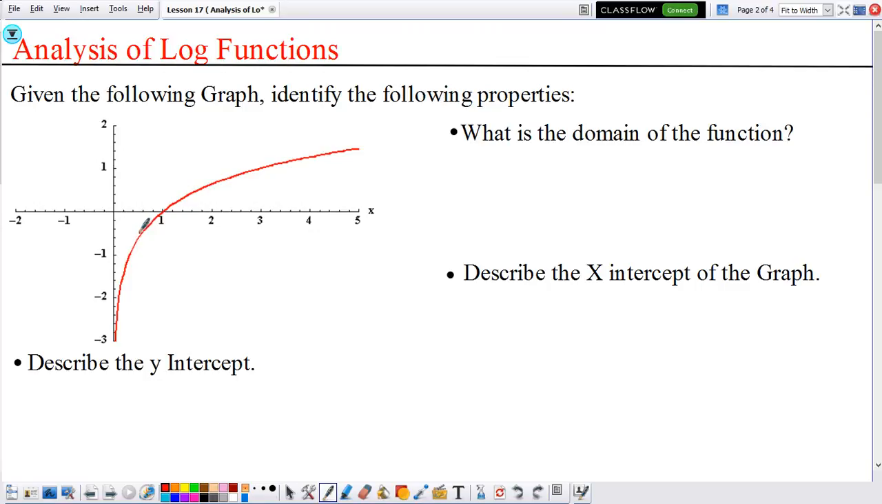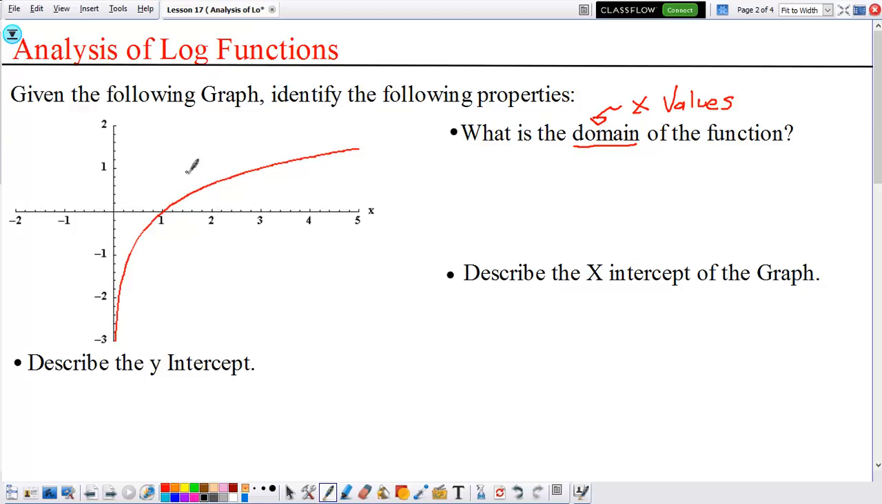Now let's analyze the following three properties. The first property we're really interested in is the domain. Domain is just another word for x values. If you see the word domain, they're just asking you for the x values. So what is the domain of the function? That's the same as asking, what are the x values of the function?